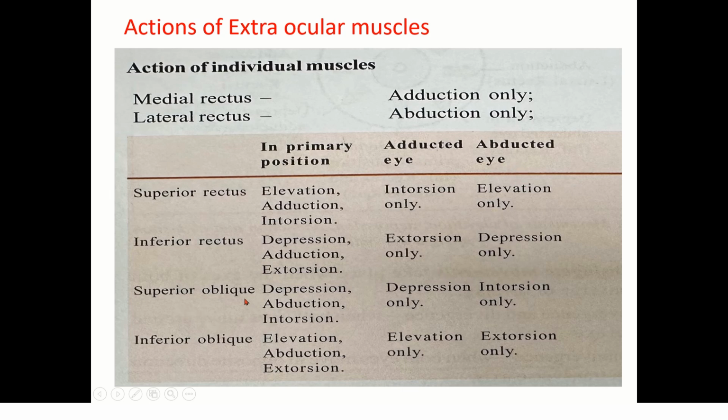Superior oblique mainly depresses the eyeball. In addition, it also abducts and performs intorsion. In an adducted eye, it performs depression only. In an abducted eye, it performs intorsion only. Inferior oblique mainly elevates the eyeball and assists in abduction and extorsion. In the adducted eye, it elevates the eyeball, whereas in an abducted eye, it performs extorsion.